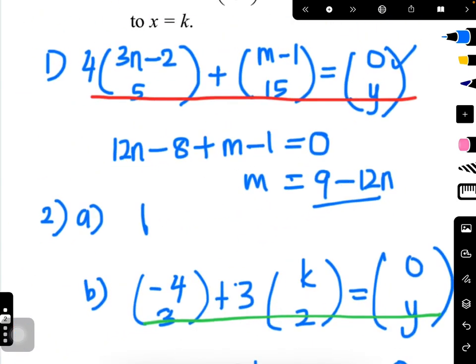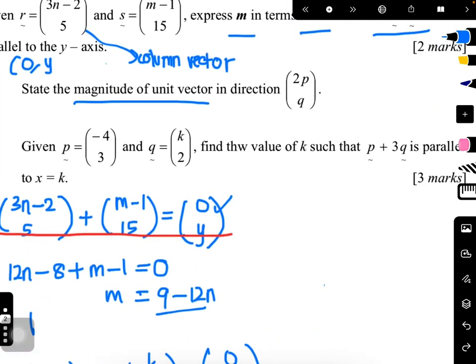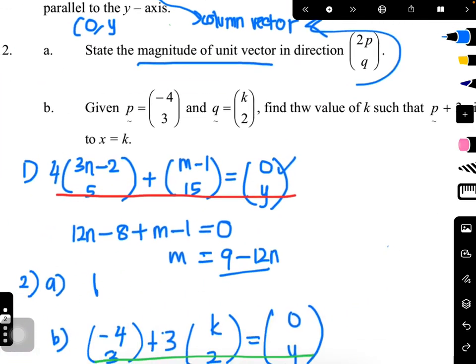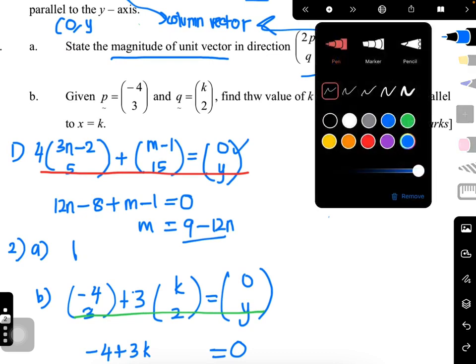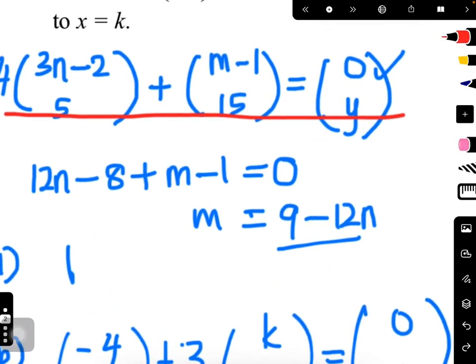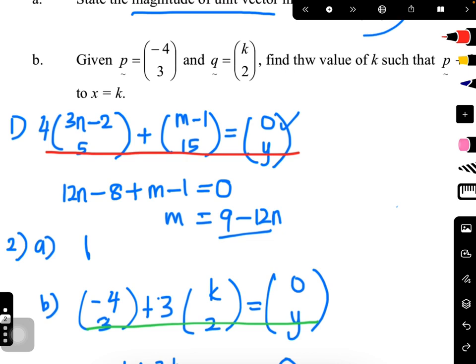So we got the answer m equal to 9 minus 12n. Okay. For the next question, 2a, state the magnitude of the unit vector in the direction 2p, q. It is also a column vector, but don't be confused, because the magnitude of a unit vector will always be 1. You need to pay attention to this.